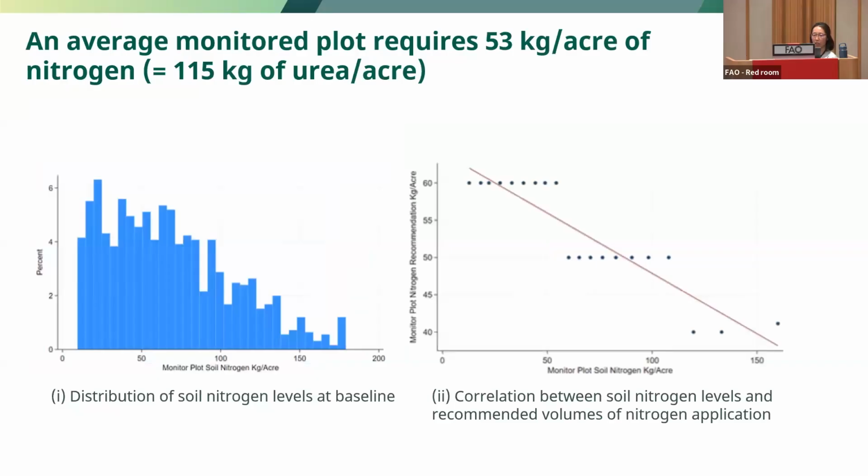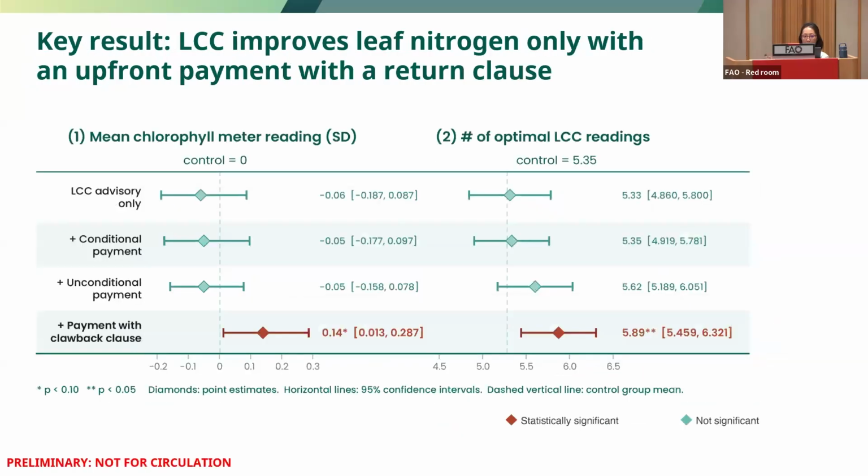And let me just, so this is just a background on the soil nitrogen distribution at baseline for agronomist experts in the room. On average, the plot has a low nitrogen level and required 53 kg per acre of nitrogen over the course of the season. I'll jump right into the key result.